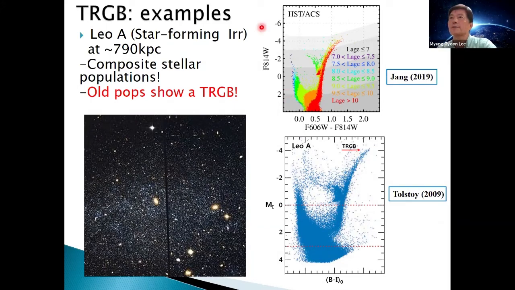And the upper part is a mock CMD showing stars with a large range of ages. The blue one is only about 10 million years, and the red one is 10 gigayears. So the CM diagram of the theoretical stars looks similar to the following observational CMD. We know what stars they are, not only from observations, but also from theory.